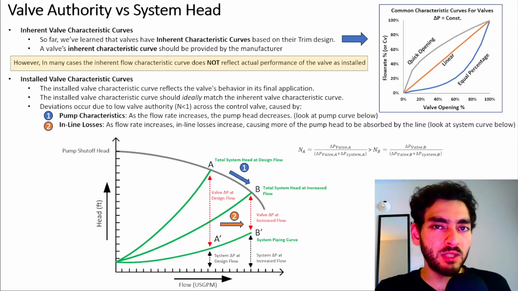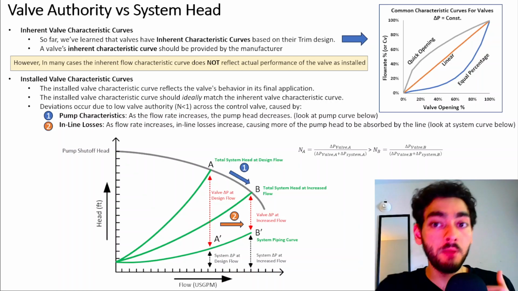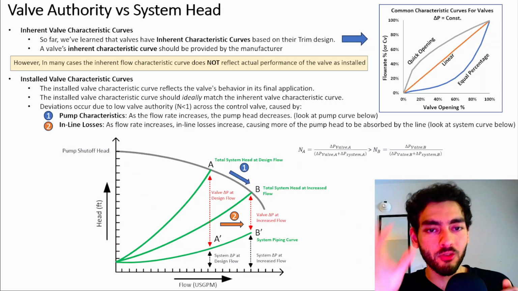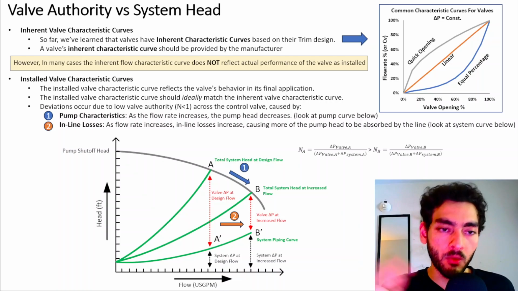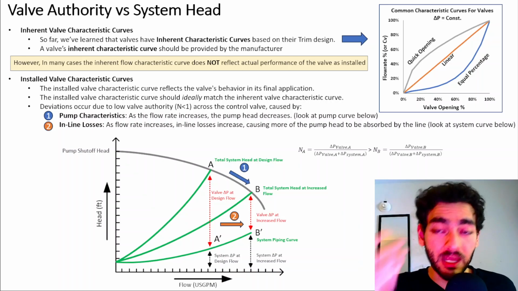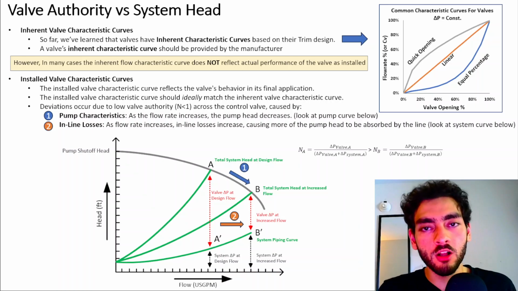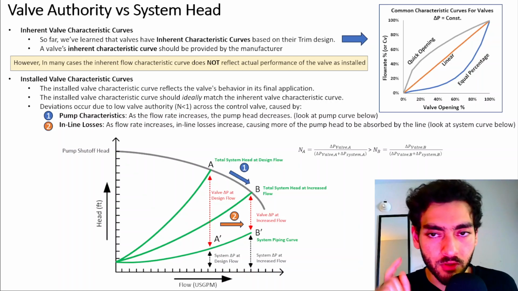The differences between them might not be so much, but it's important for you to be aware that there could be differences. These differences exist because your pressure drop at different valve openings is not the same, and your valve authority at each of these valve openings is not the same. So it's important for you to be aware of the differences and to be able to create your own installed valve characteristic curve, because that is representative of your process.